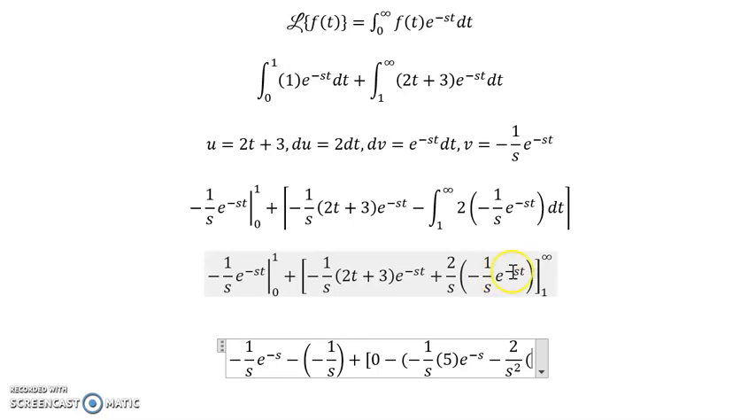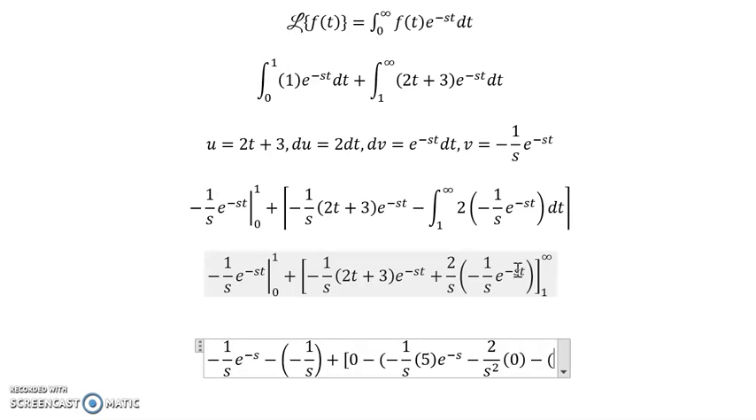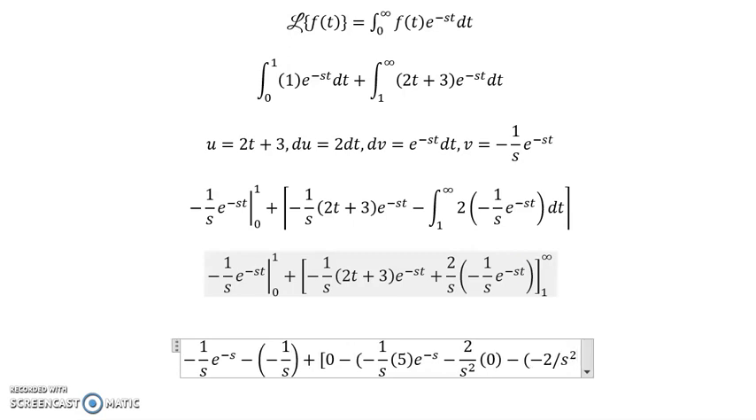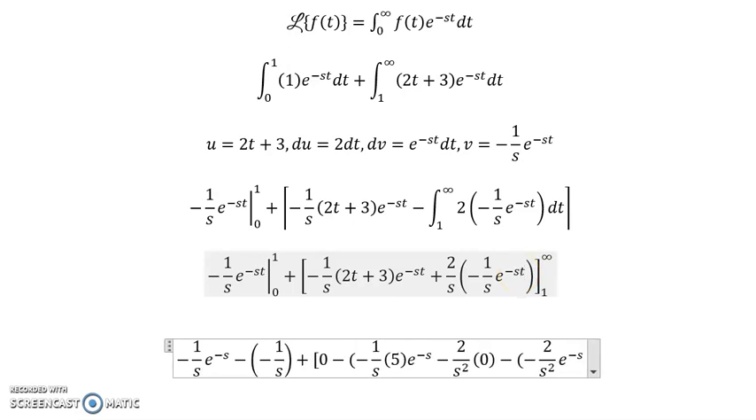But what happens when e to the negative st gets infinity substituted? What does that do in the limit? Well, that goes to 0 because of the negative exponent. And then minus the minus. And what happens when this goes to 1? Well, e to the negative s.